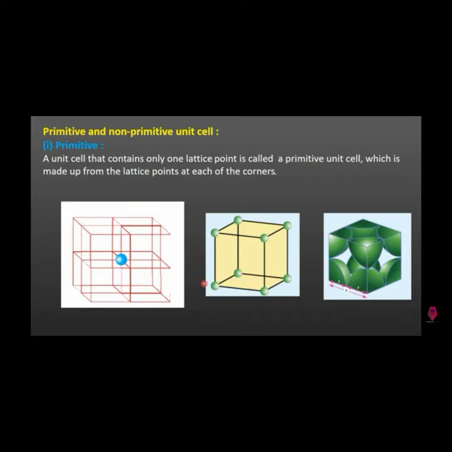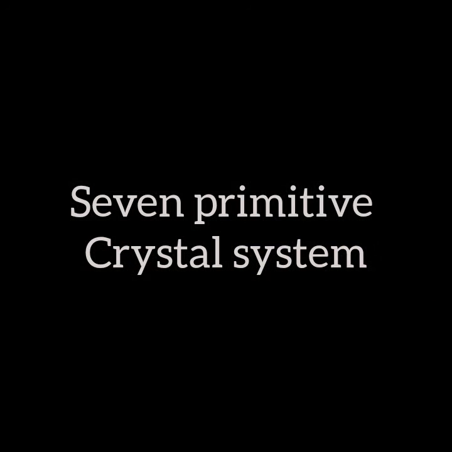So there are totally 7 primitive crystal systems. Next I will show a picture. Here again I will explain what a primitive unit cell is: a unit cell that contains only one lattice point. This is a very, very important point, having only one lattice point.